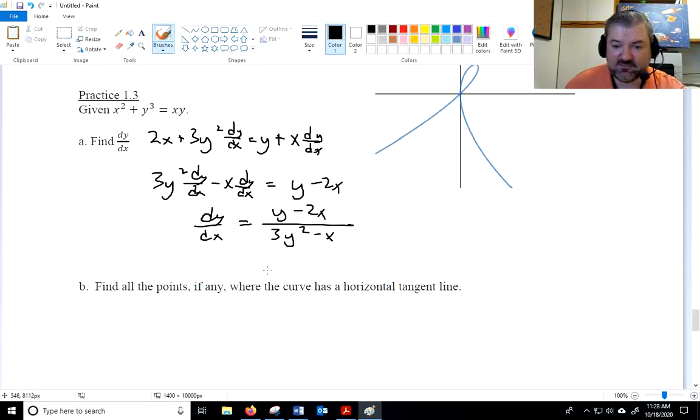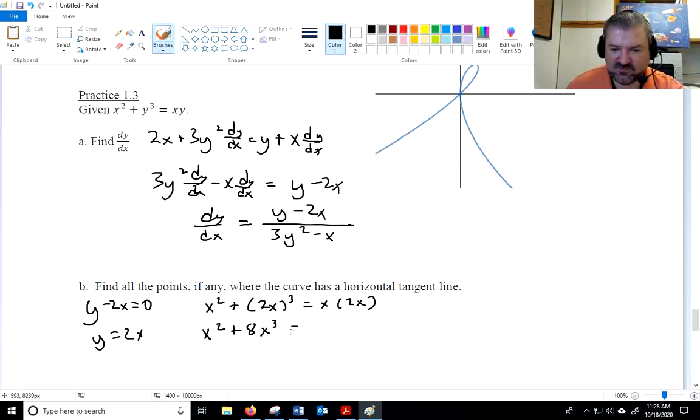All right, what points, if any, occur where there's a horizontal tangent line? Well, that's going to occur when y minus 2x equals 0, which means y has to equal 2x. Let's plug that back into the original equation. So x squared plus 2x cubed equals x times 2x. So that becomes x squared plus 8x cubed equals 2x squared. Now we can get that equal to 0 since it's a polynomial. So minus x squared equals 0. I'll factor out an x squared, and I have 8x minus 1.